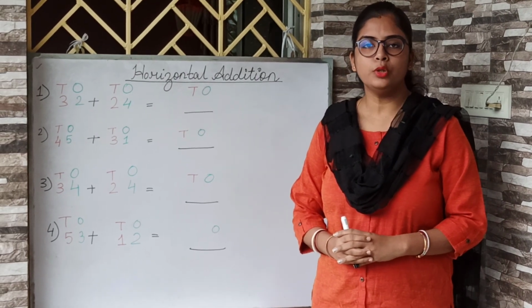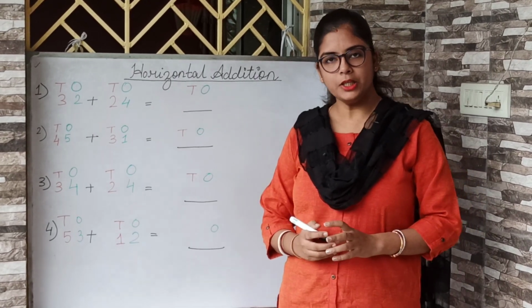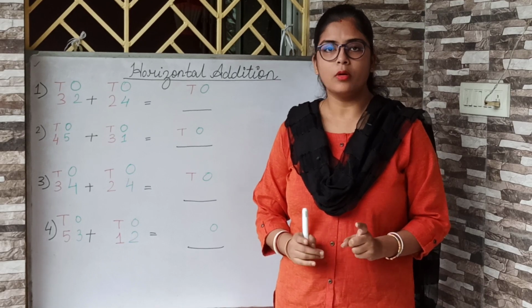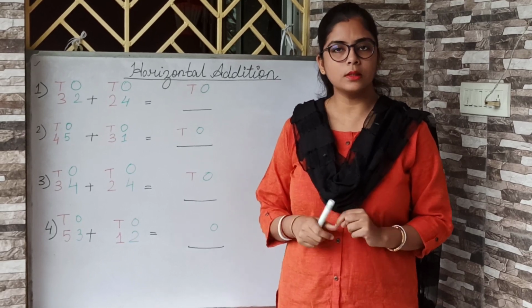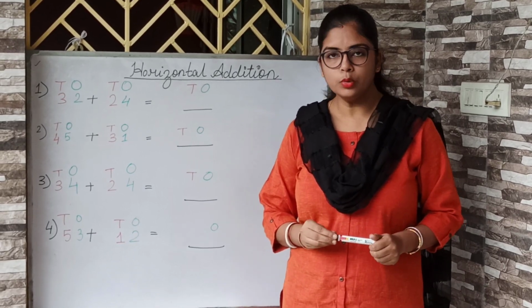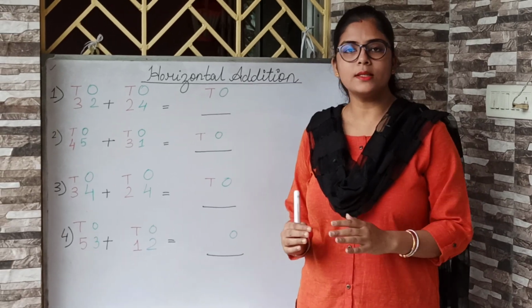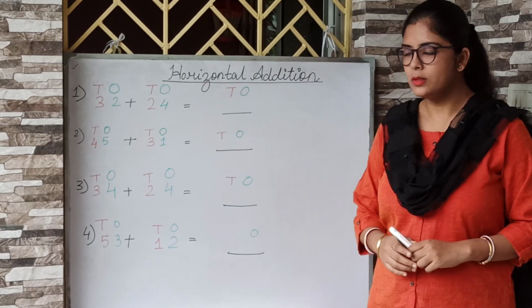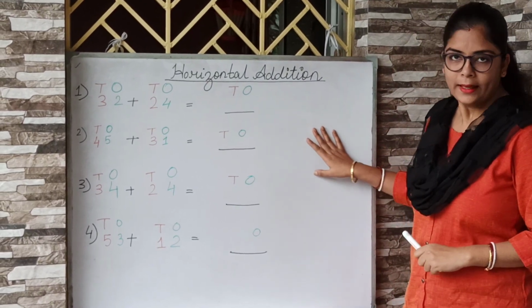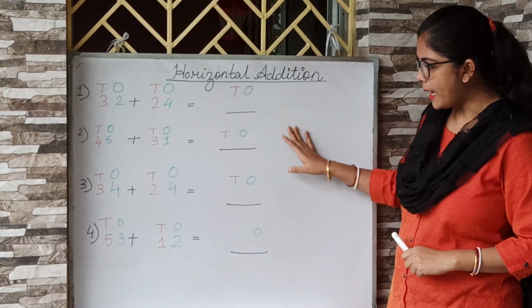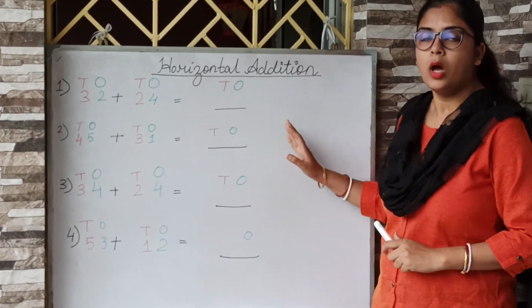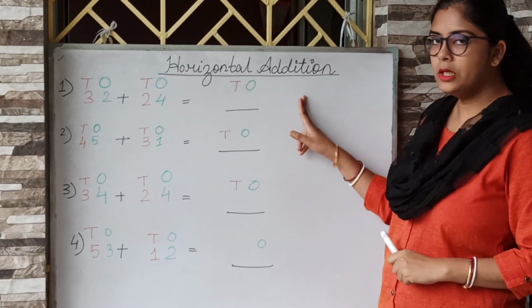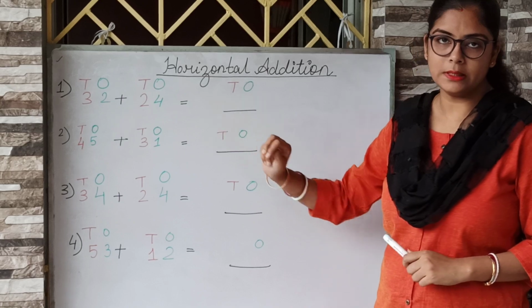As you all have done the vertical addition of two digits and horizontal addition of one single digit, we will go a step forward in that addition chapter only. So students, look at the board. Here I have written some examples. I will explain to you how to do horizontal addition of two digits.